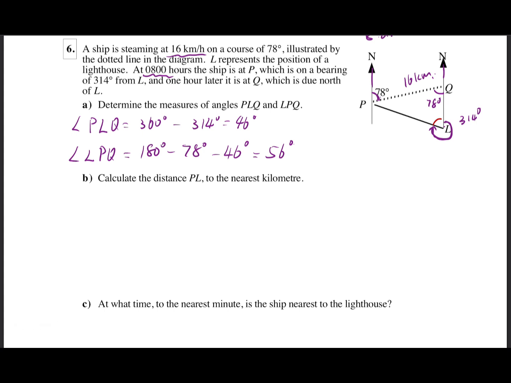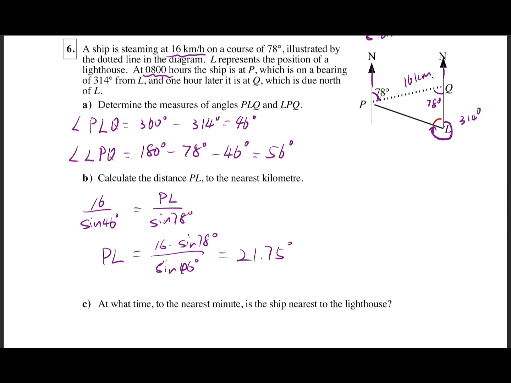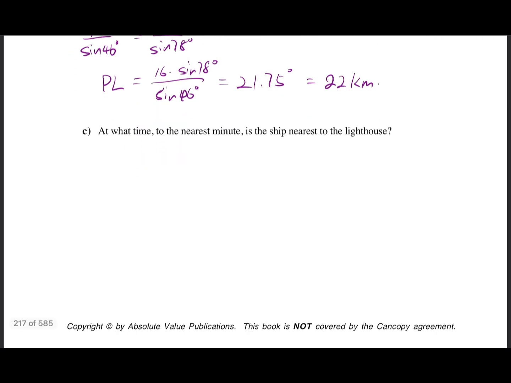And then for the next one, we need to find PL. For PL, we can use the sine law, which is 16 divided by sine 46 equals PL divided by sine 78. So PL equals 16 times sine 78 divided by sine 46, which equals 21.75, and we round up, so it's 22 kilometers. And at what time, to the nearest minute?